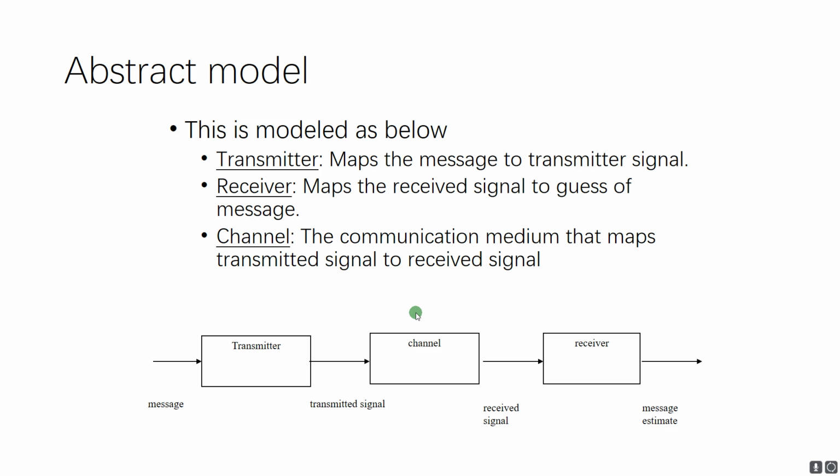First of all, let's look at the traditional transmission system. Here's the message, and the message goes through the transmitter, and then the transmitted signal goes to the channel, then passes through to the receiver side and we get a message.